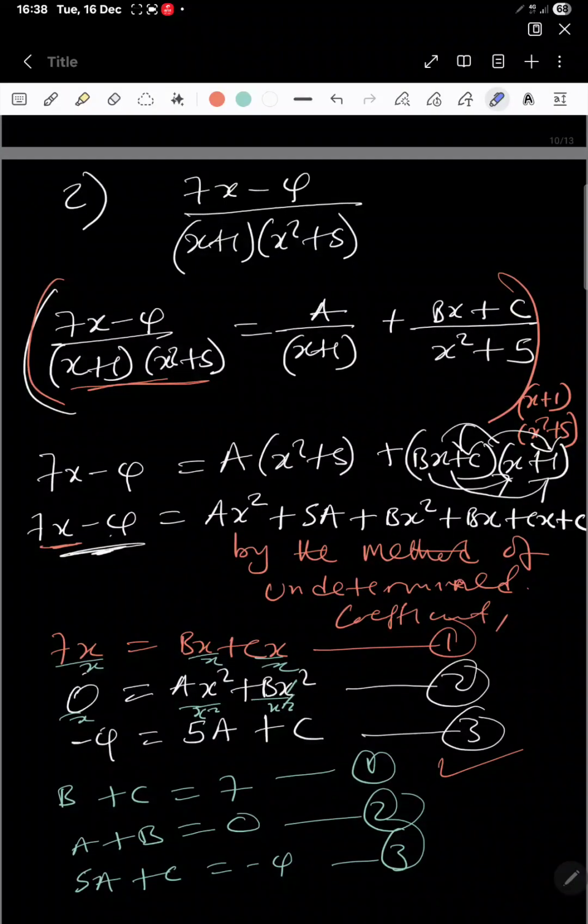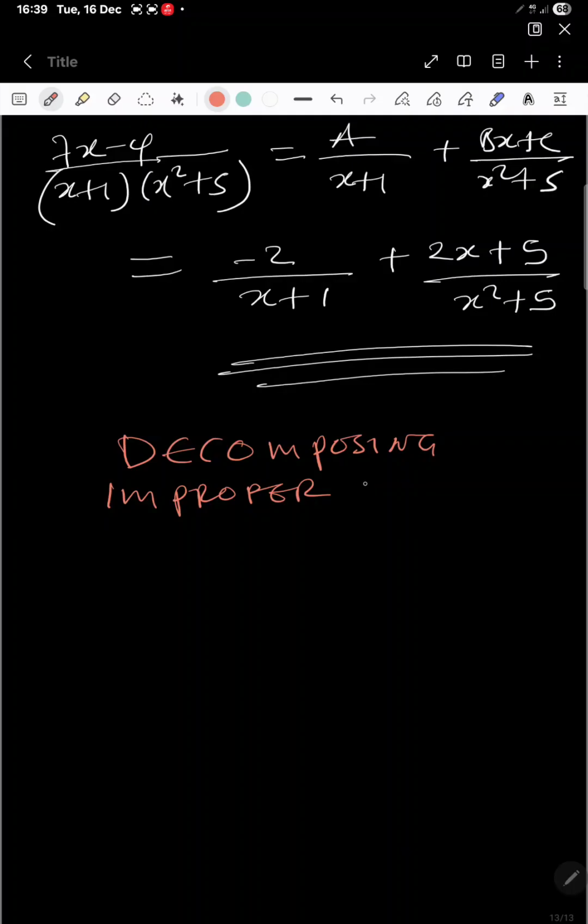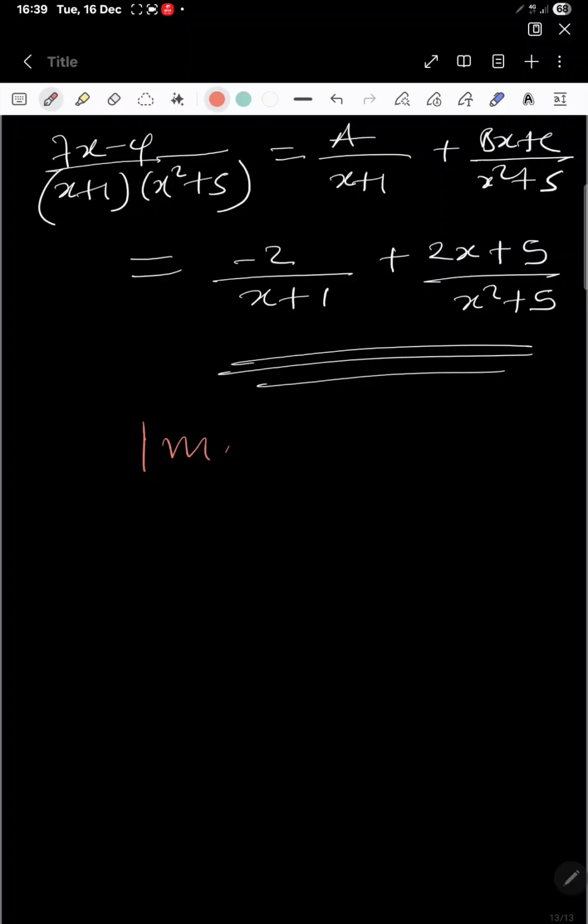All right. The last one that we are going to do is what we call decomposing improper fractions into partial fractions. So decomposing improper fractions into partial fractions.